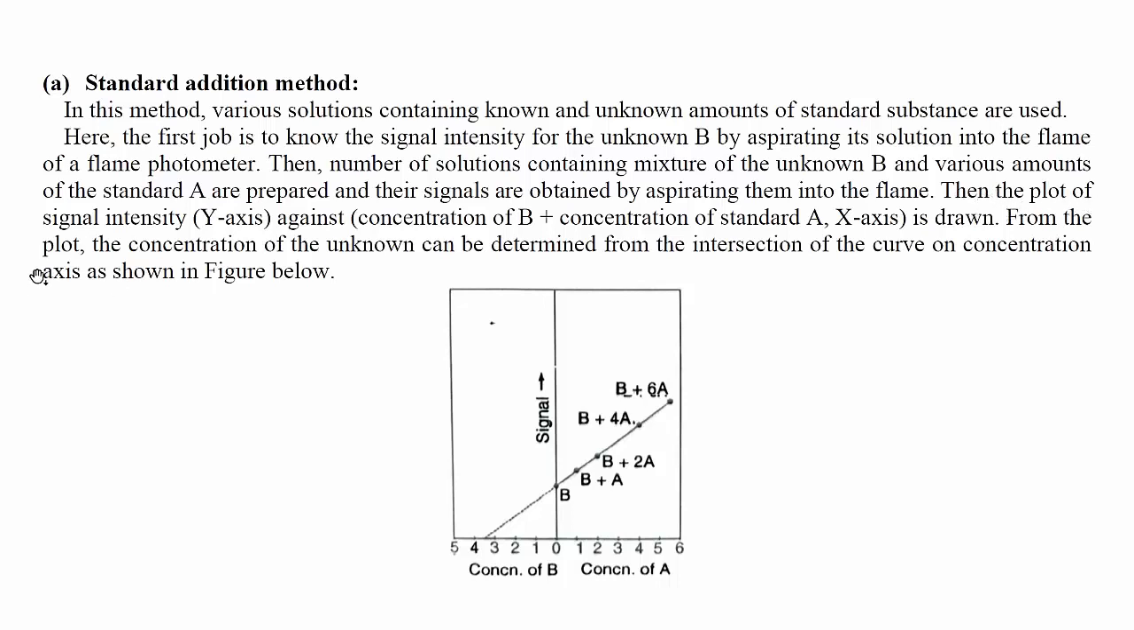Then the plot of signal intensity, y-axis, against concentration of B plus concentration of standard A, x-axis, is drawn. From the plot, the concentration of the unknown can be determined from the intersection of the curve on the concentration axis, as shown in the figure below.